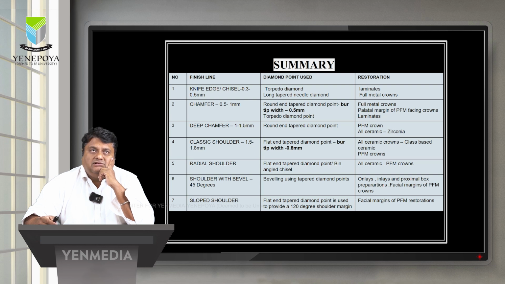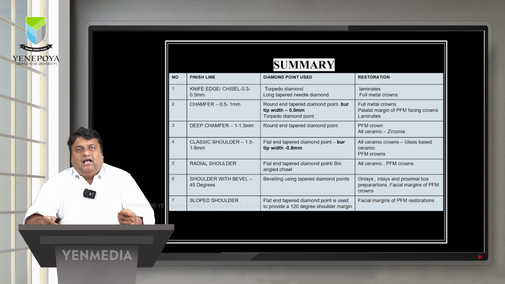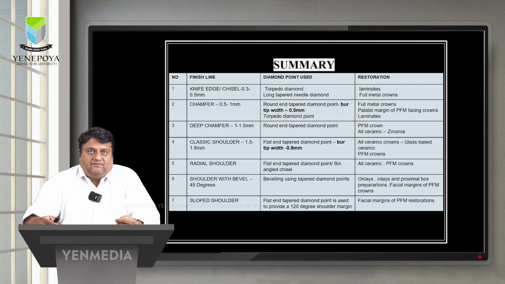Shoulder with bevel, that's the next finish line. Beveling is done using a torpedo diamond point. So where it is used: inlays, onlays, proximal box preparations, facial margin of PFM crowns. And then the slope shoulder, a flat and tapered diamond point, is used to provide a 120-degree shoulder margin. Again, for facial margins of PFM restorations.